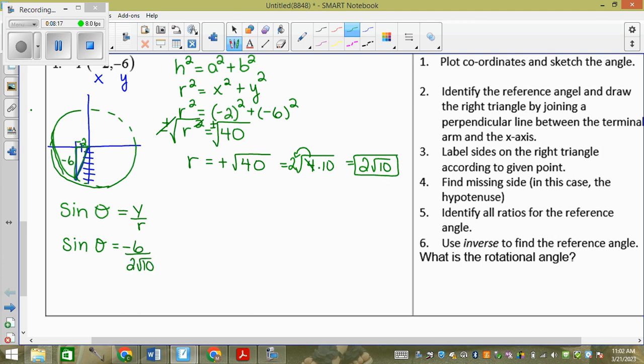Now the 6 and the 2 can reduce. You take a 2 out of both of them. So this is going to become negative 3, and this is going to become 1. So I'm left with negative 3 over root 10, which is a great answer. But they will rationalize the denominator, which is a grade 11 skill. Do you see how many skills we need from previous courses to be successful in 30? Multiply by root 10. Multiply by root 10. Negative 3 root 10 over 10.